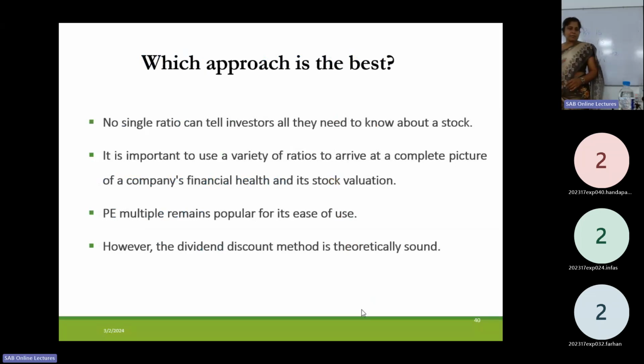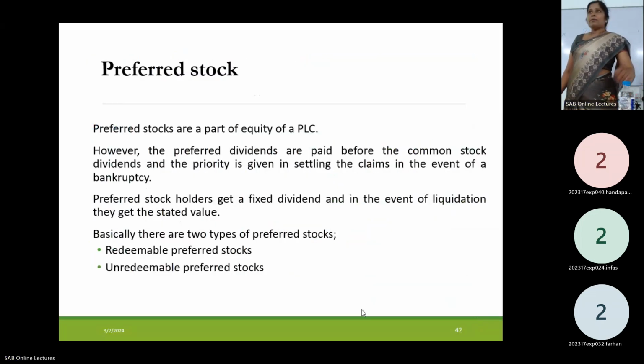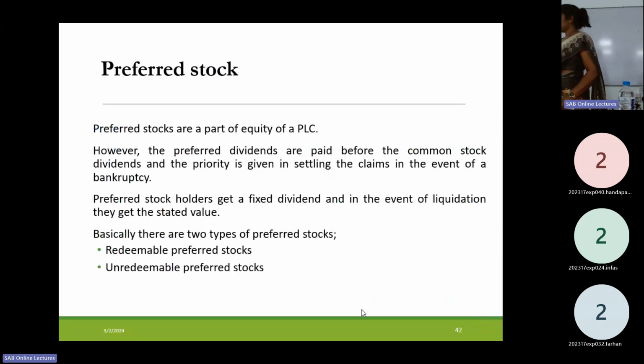So we discussed price-based multiples and the dividend-based model. So now we are going to the last point, preference or preferred stock valuation. So we did bond valuation, ordinary shares valuation, and the last is preferred stock valuation. This is very easy because you know what the value is now.